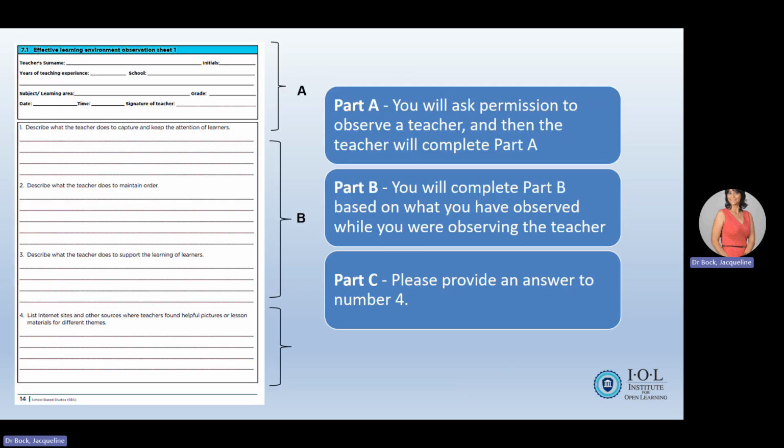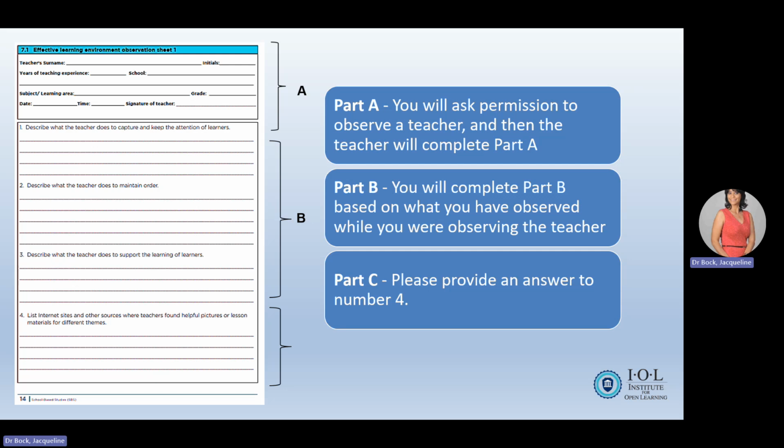Let's now look at 7. We are now done with 7.1 and 7.2. Let's look at 7.3. 7.3 consists of 3 parts. Part A, you will ask permission to observe a teacher.